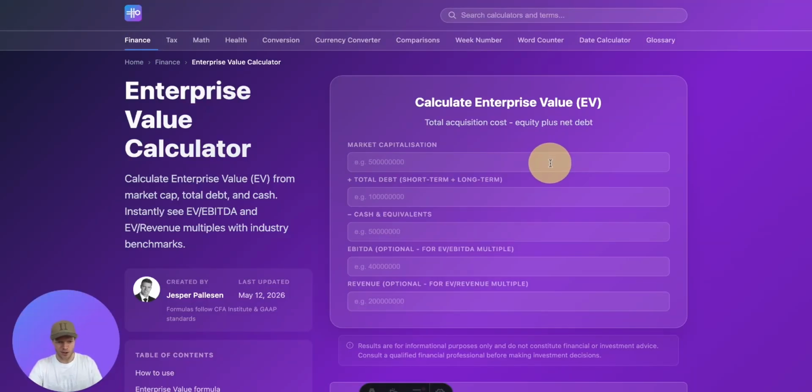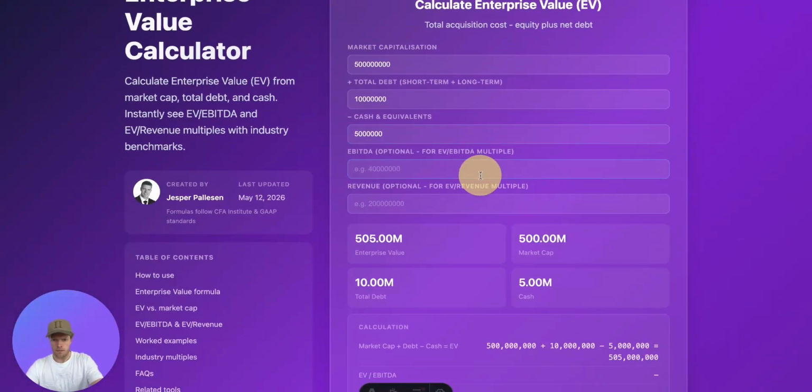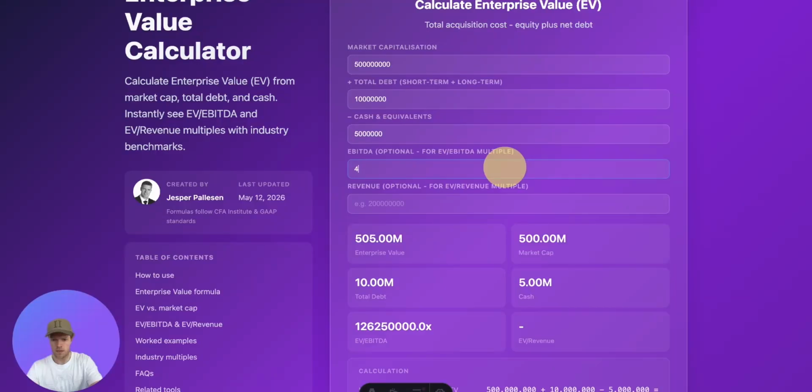There's going to be a lot of zeros in this example, but just bear with me. All right, so market cap and total debt, both short-term and long-term. Cash and equivalents, EBITDA, and revenue. Both EBITDA and revenue are optional, but the more numbers you have, the better the result or the overview of the EV you get.